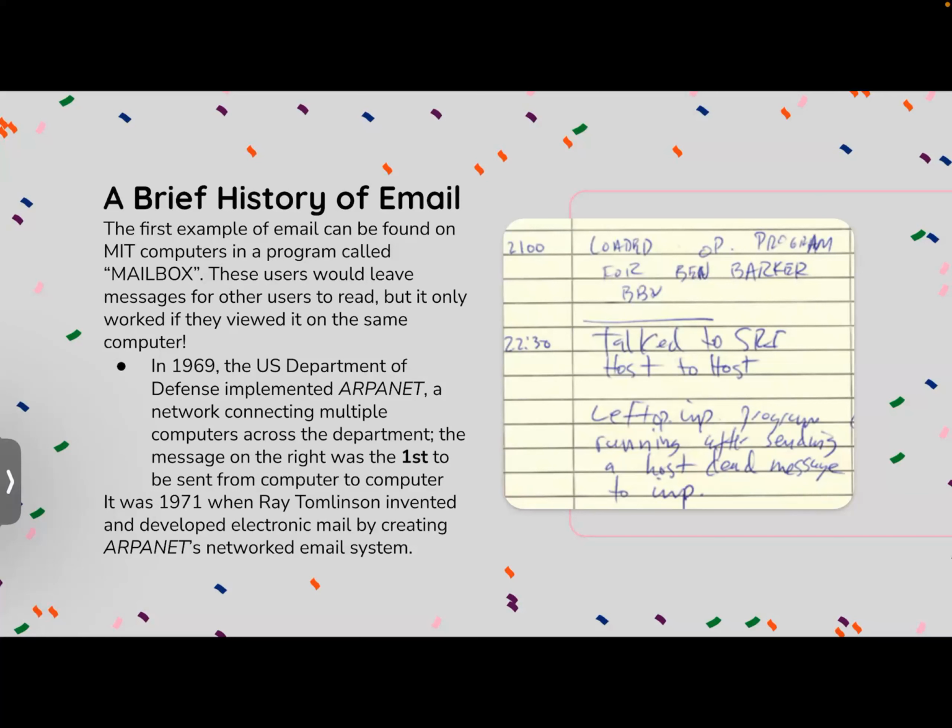But in 1969, the US Department of Defense implemented something called ARPANET, a network connecting multiple computers across the department. And if you look on the right-hand side, this was the first message to be sent from computer to computer. So just more food for thought. It was 1971, 2 years later, when Ray Tomlinson invented and developed electronic mail by creating the ARPANET's network email system. He also created the @ symbol, which we use again to connect the domain name and the username. So we have a lot to thank him for in regards to email.